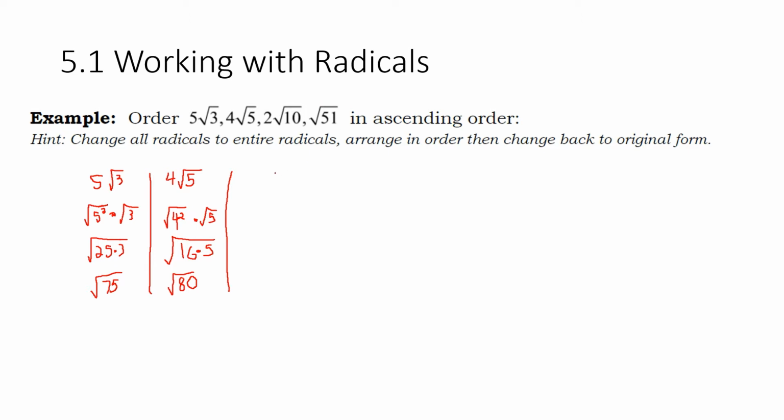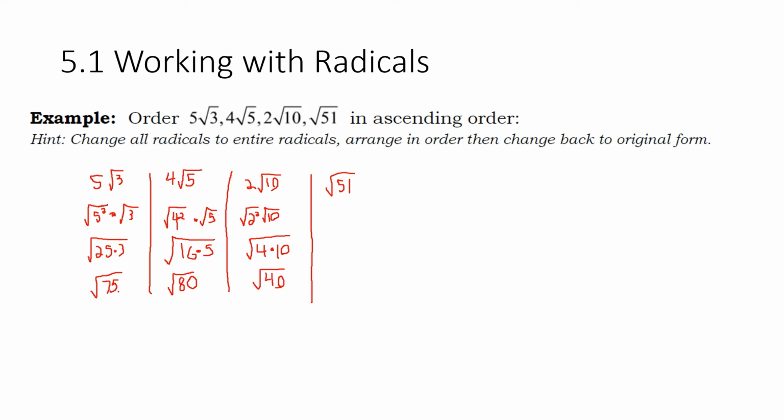Root 51 is already in its form, so that's nice. It's already an entire radical, so we just need to deal with the 2 root 10. Let's put the 2 under a root by squaring it. So it's root of 2 squared times root 10. Put it under one big root: 2 squared is 4, times 10, and that ends up being root 40.